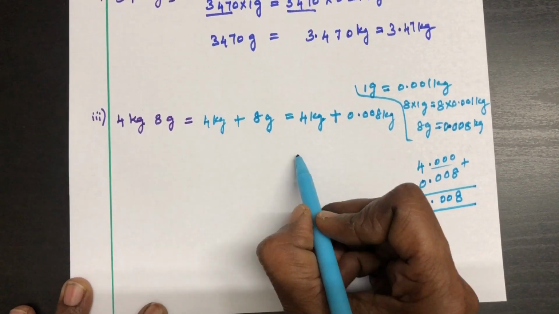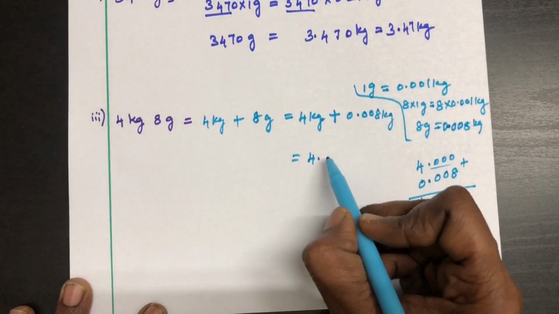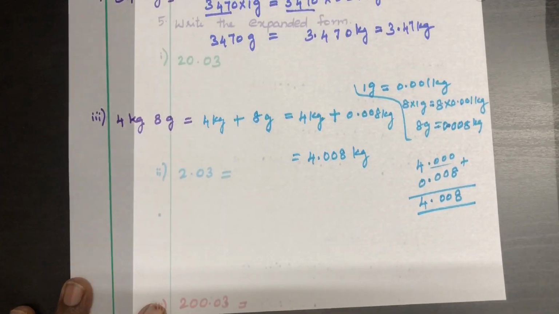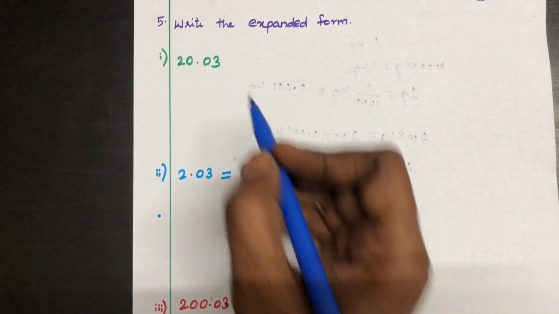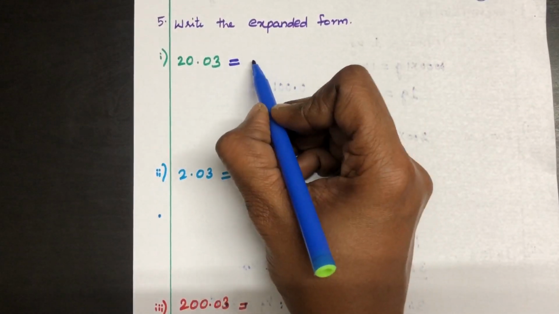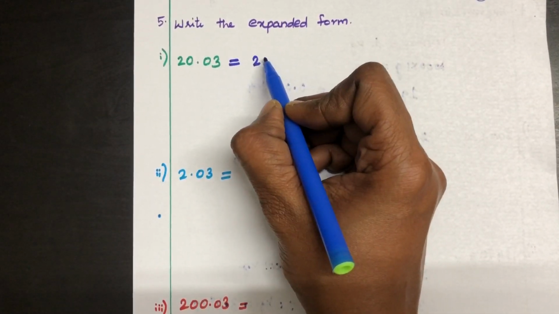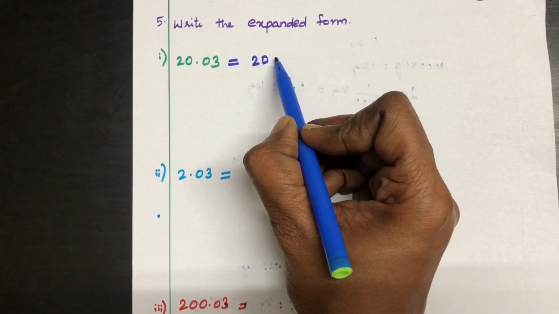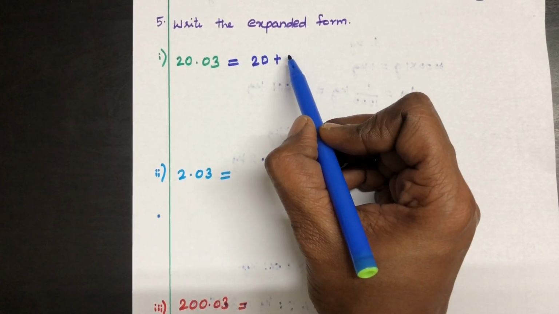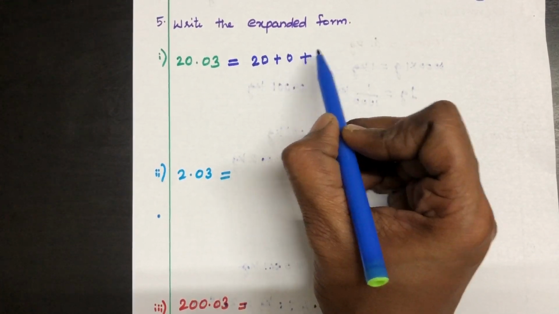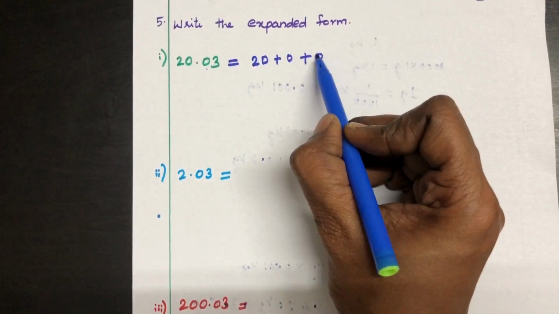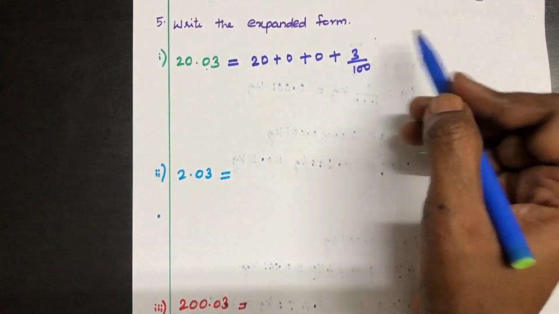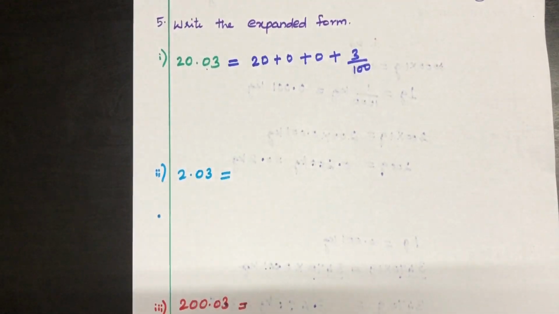4. This is equal to 4.008 kgs. Write the expanded form. So 20.03. So this is place value. Okay, so 20 plus, there is no unit value, 0 only. Tenths place is 0. And hundredths place is 3 by 100. This is the expanded form for the given number.